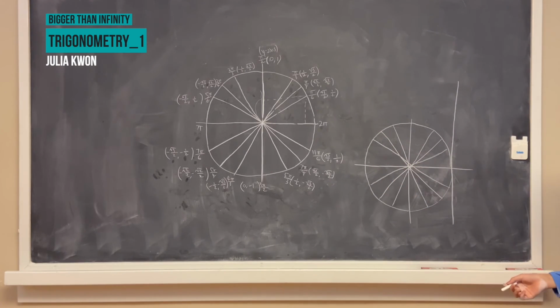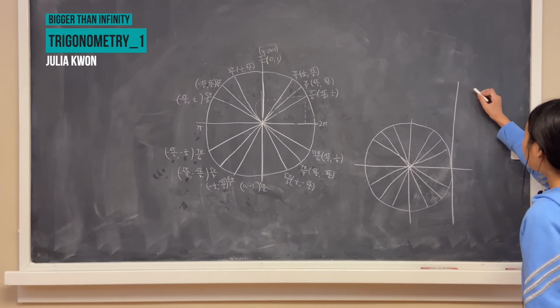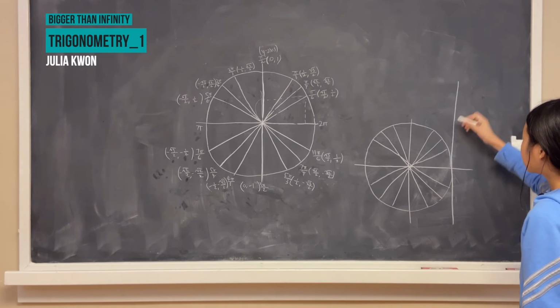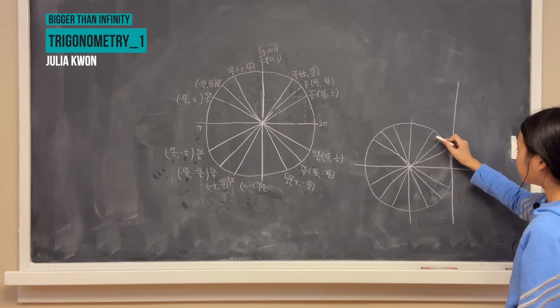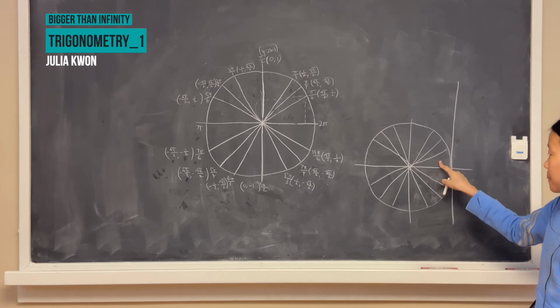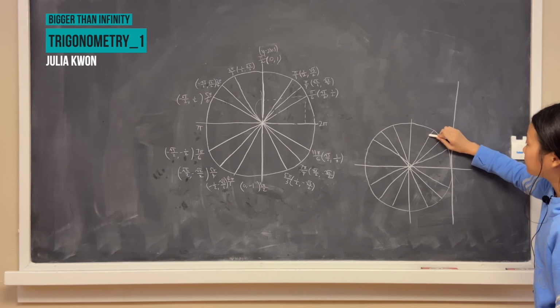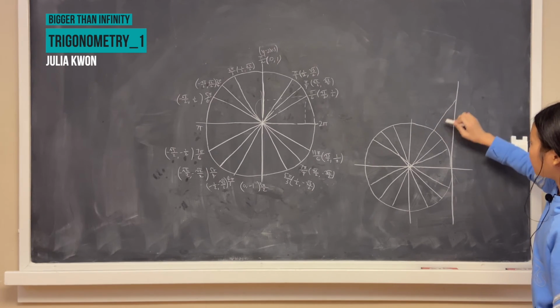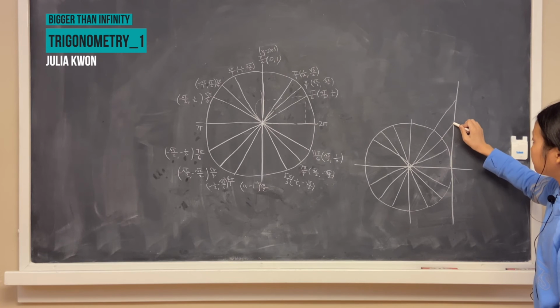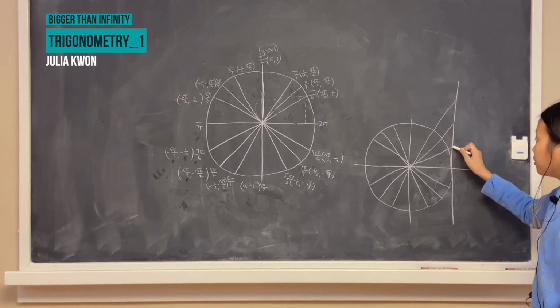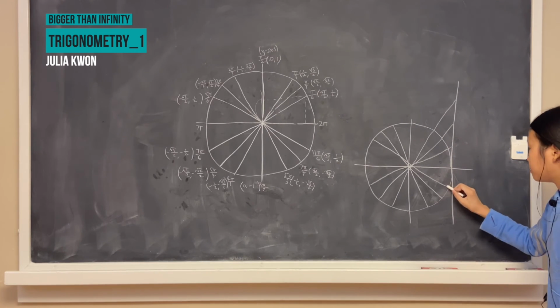And so here we have the unit circle, which is very bad, but what I do is just use the first quadrant and the fourth quadrant, and I just connect the lines that we have already drawn to the vertical line that we drew.